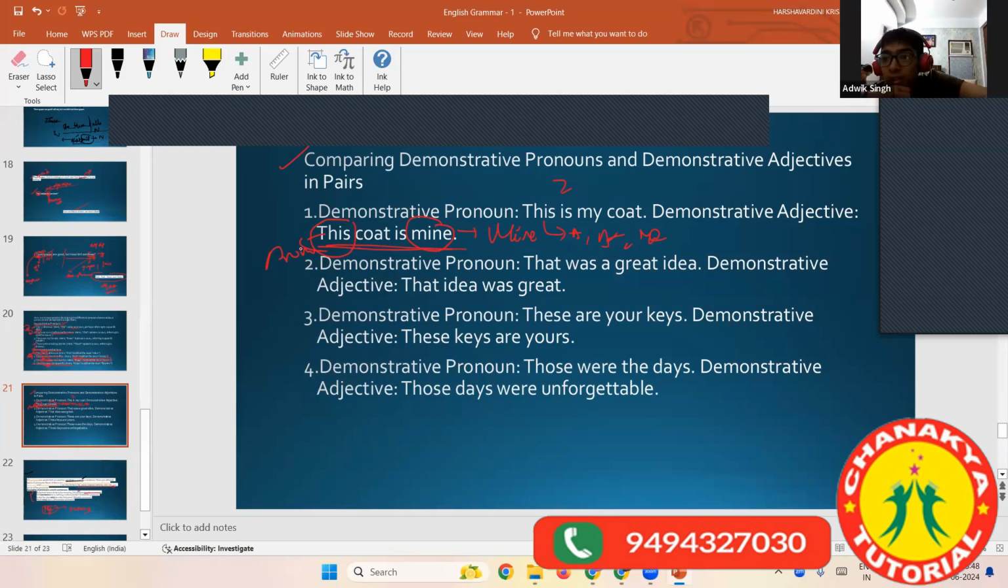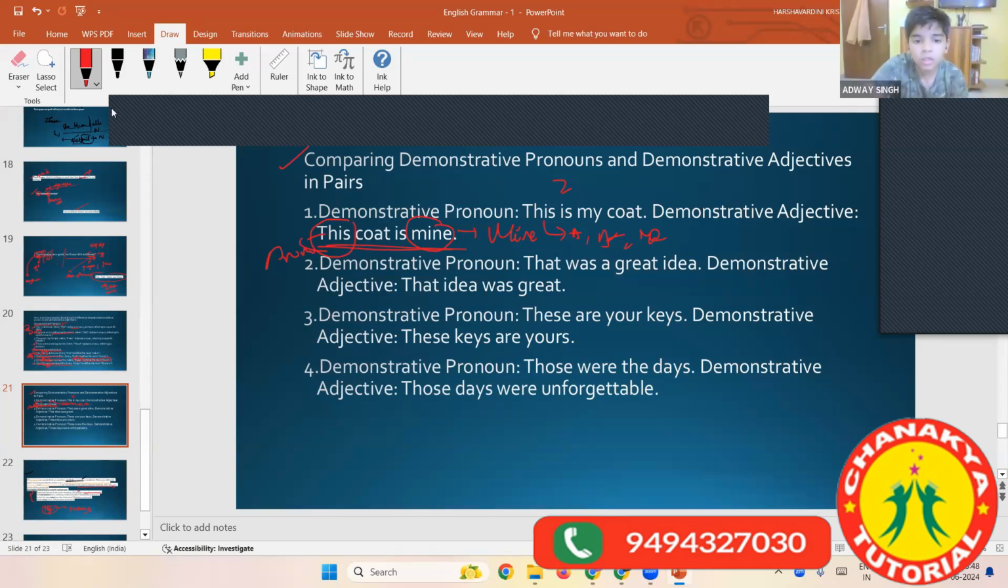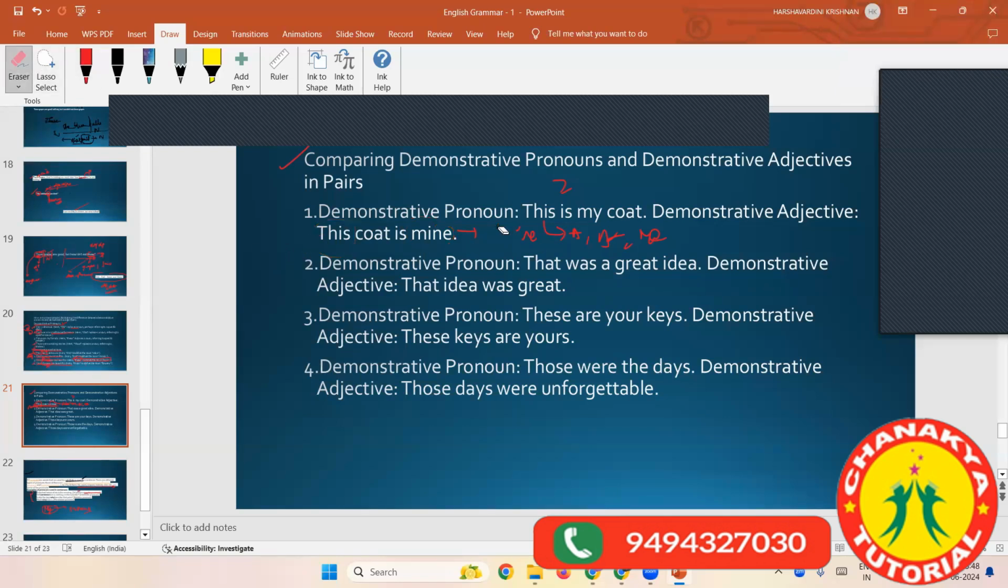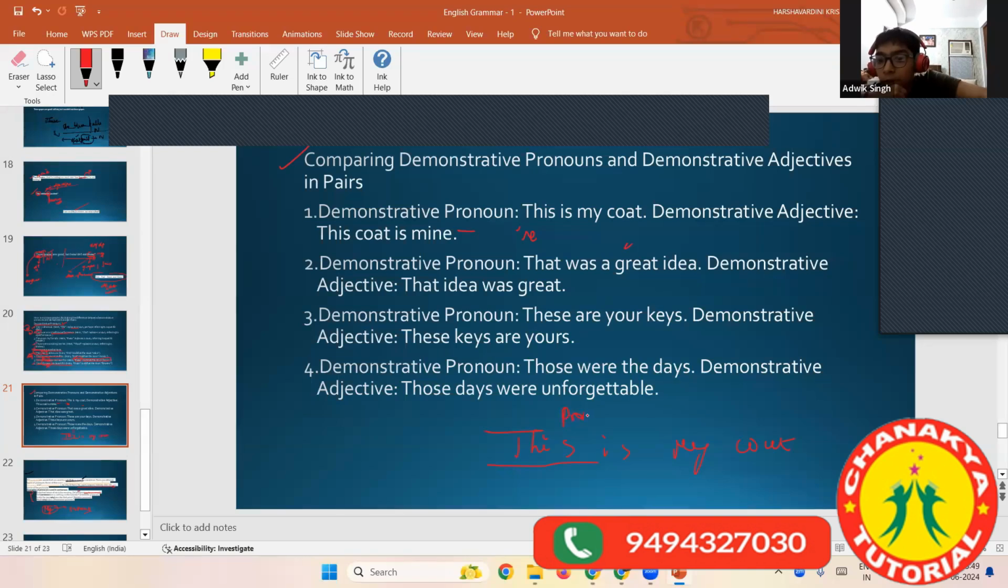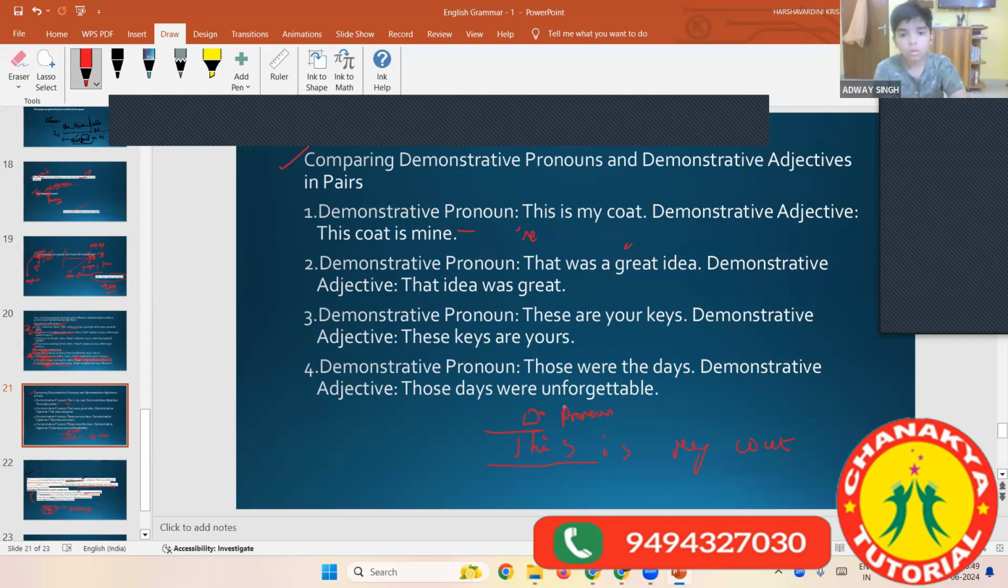Ma'am, I don't understand. It's easy only. See here. This is my coat. Just see this sentence and tell me whether this belongs to demonstrative pronoun or adjective. Ma'am, demonstrative pronoun. Why are you telling that? Because we don't have a noun in this sentence. Right?